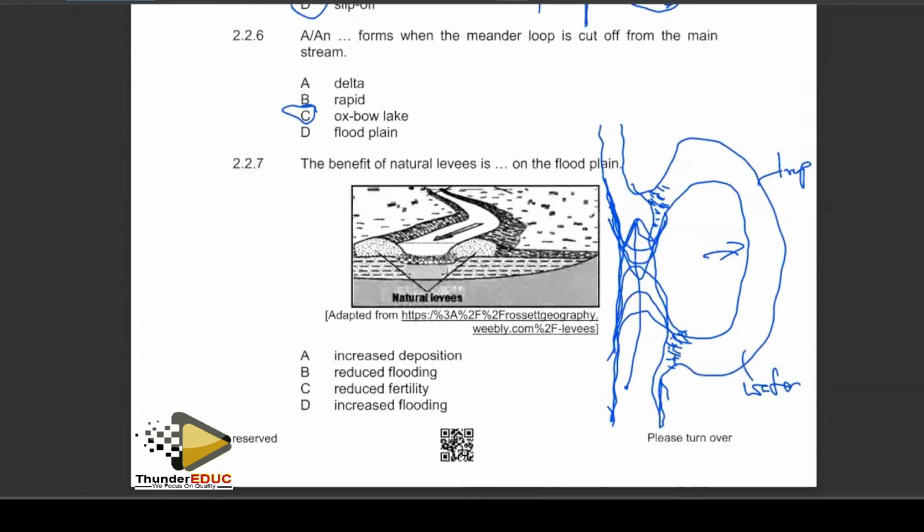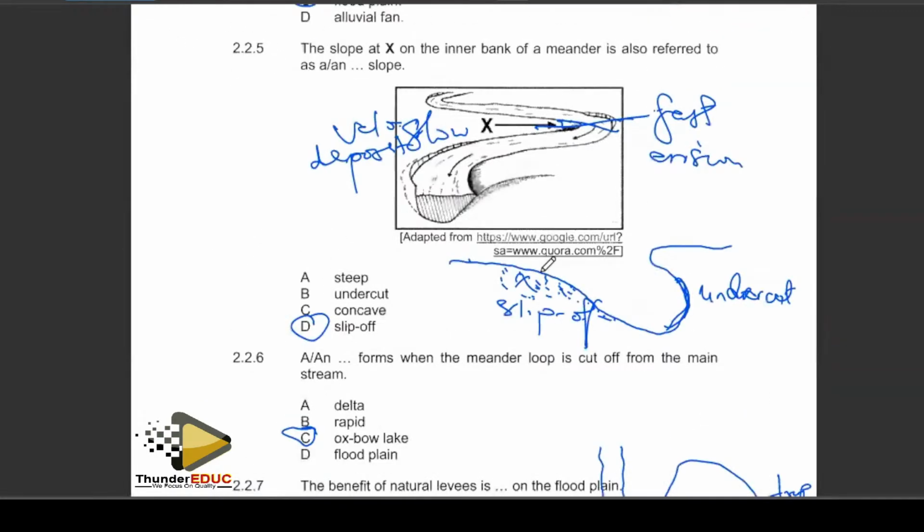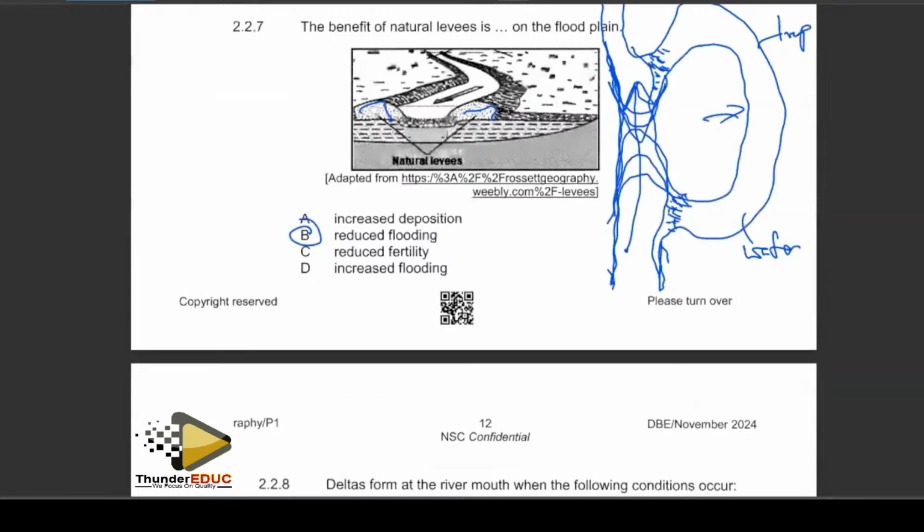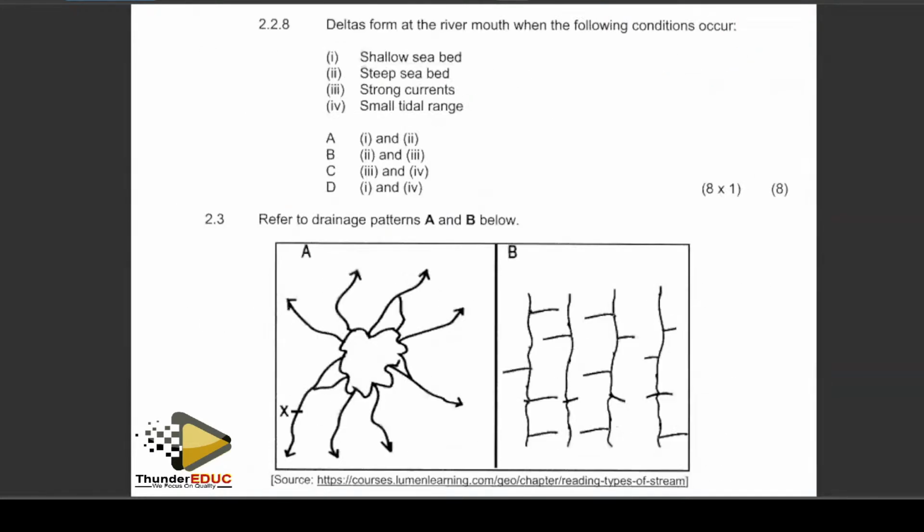Right, the benefit of natural levees is dash on the floodplain. Natural levees, these are the raised embankments on the sides of the river. How do they benefit the floodplain? They reduce flooding. Right, move on to the next question. The next question is talking about deltas. Yes, deltas form at the river mouth when the following conditions occur.